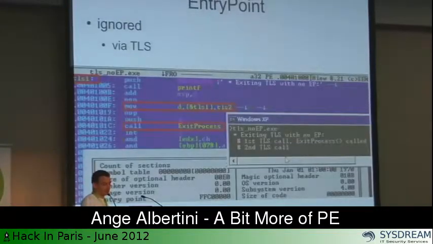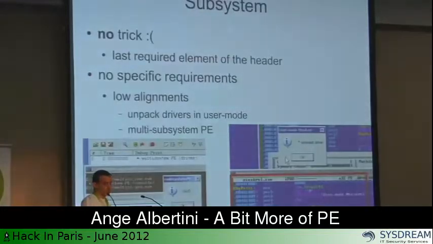And then TLS is executed before and after the entry point. So if a TLS is actually triggering exit process, then the entry point will never be called. Subsystem itself, no particular trick. Sometimes when you ask if there are any tricks, there are no magic tricks with the values, just to say that it's the last required element to be present. If it's 0, the file will not work.